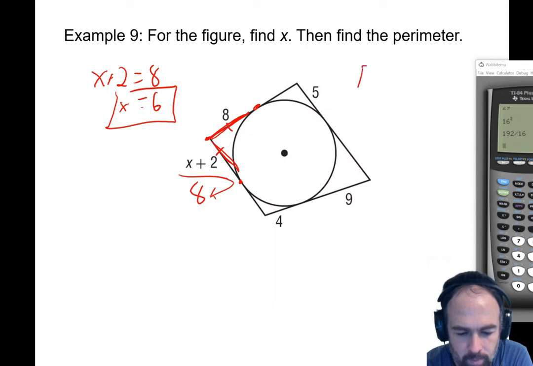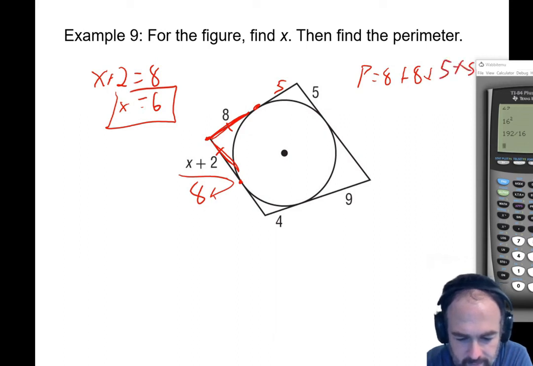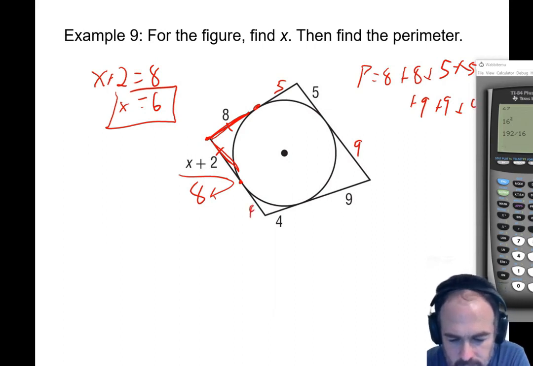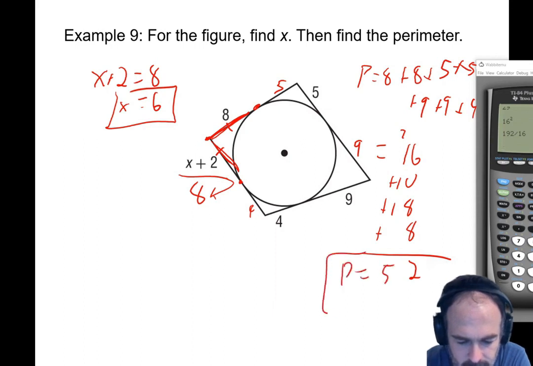So for our perimeter, it's just 8 plus 8 plus, now if this is 5, then that is also 5, so 5 plus 5. Now if this is 9, then that is 9, plus 9 plus 9 plus, then here's 4, and this is also 4, so it's 4 plus 4. So that's going to be 16 plus 10 plus 18 plus 8. So that gives me 16 plus 10 is 26, plus 18 is 44, plus 8 is 52. So my perimeter is 52.